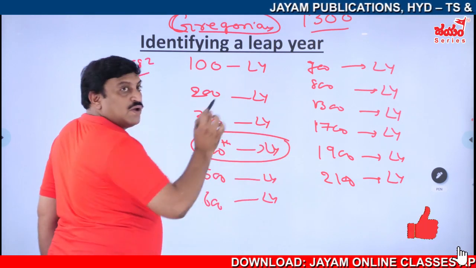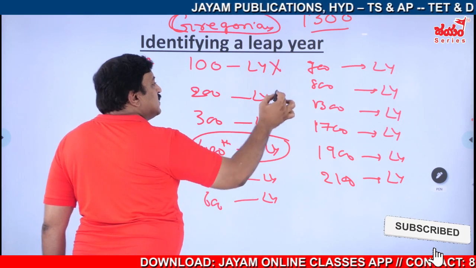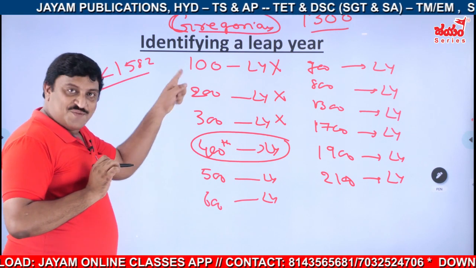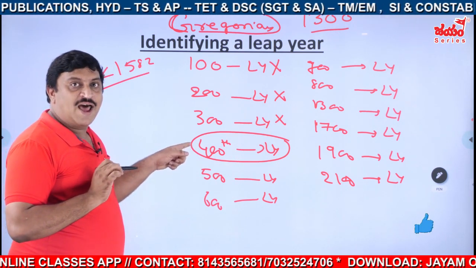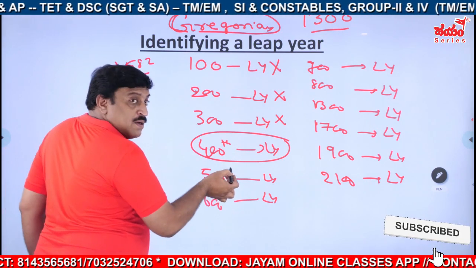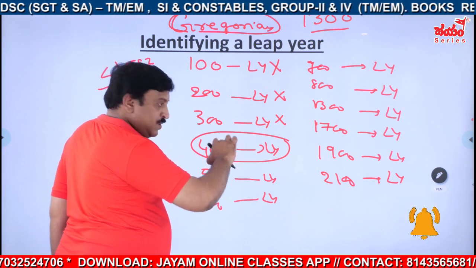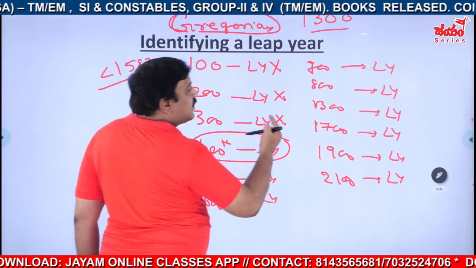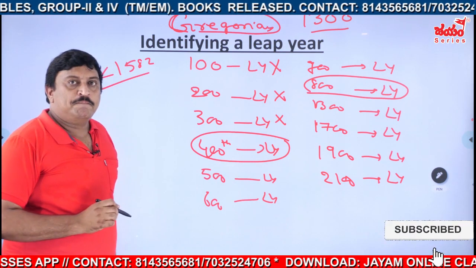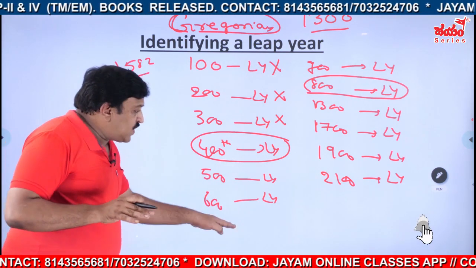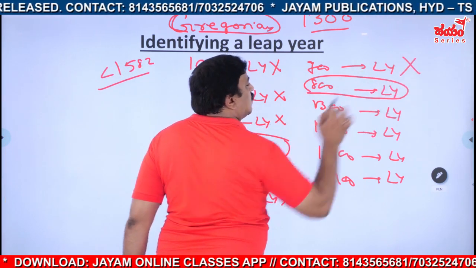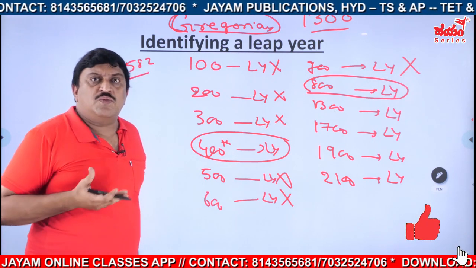Yes. But which are cancelled? The 100th year is cancelled. This is cancelled. This is cancelled. That means February 29th is removed from these 3 years: the 100th year, 200th year and 300th year. Right? And after 400, which should be the leap year? Multiples of 400. What is the next one? That is 800, a leap year again. Already it is there. For the rest of them, they removed. This is a normal year now. This is a normal year. This is also a normal year. They removed that one.